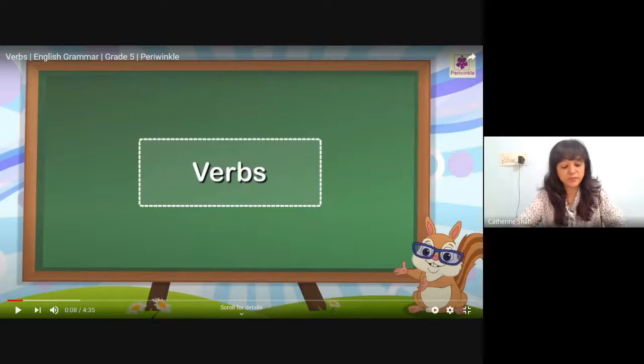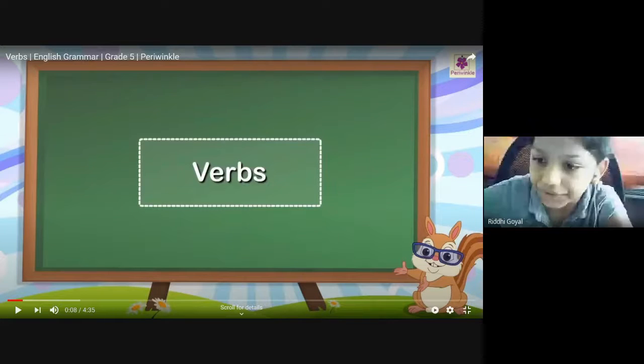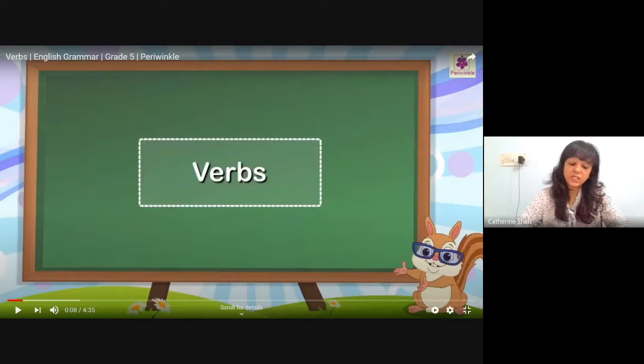Okay, so if I say Rithi is reading, what is the verb here? Reading is the verb. Something that the subject is doing is called the verb. So verbs are also called action words. What are they called? Action words. So verbs express action, being and possession. Let's see the video.